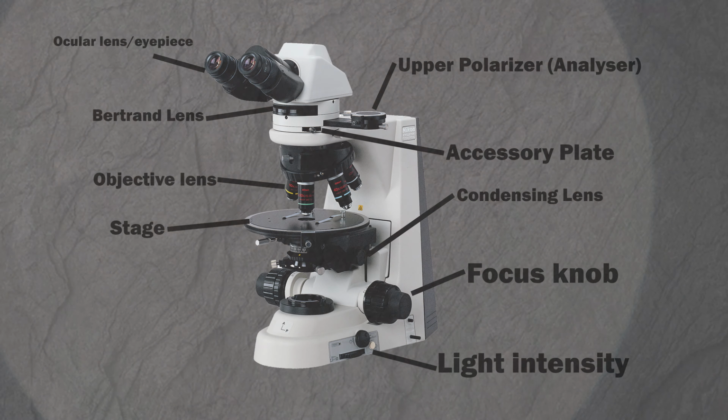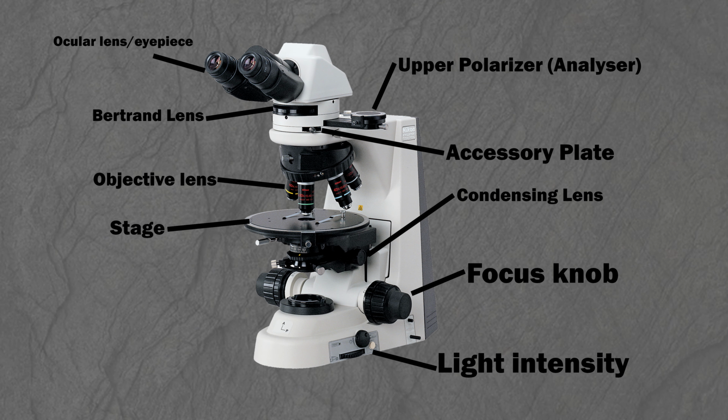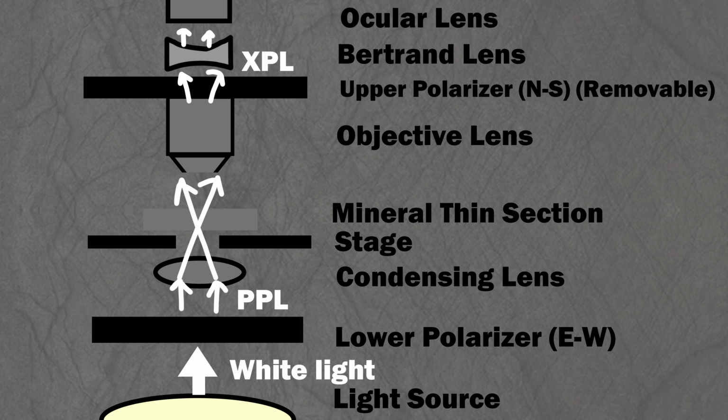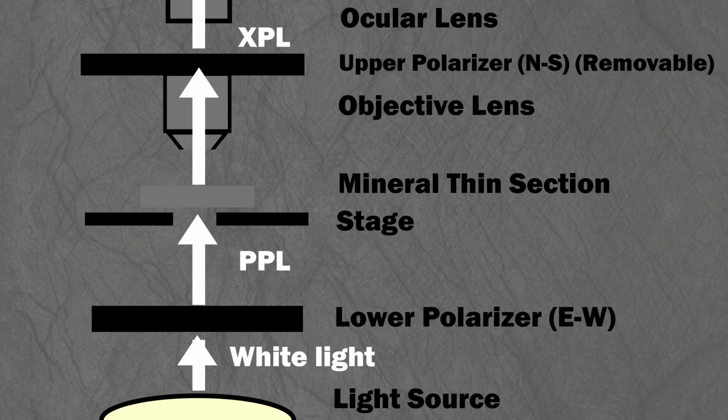There are over 5,000 minerals discovered so far, and many of them are impossible to identify in hand samples. So to identify these minerals, we need to use the petrographic microscope. The petrographic microscope has two modes, conoscopic and orthoscopic.